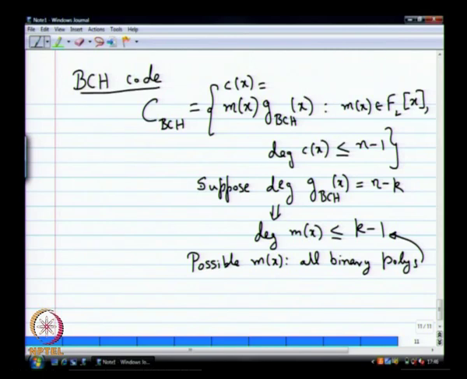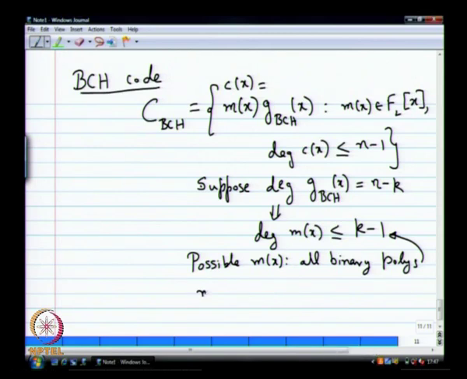Notice there is a one-to-one correspondence. If I have a code word, then it has to be a multiple of g_BCH(x). If it is a multiple of g_BCH(x), it is also a code word. So the only code words are multiples of g_BCH(x). I do not have to look at anything else. So once I have that, I have this result.